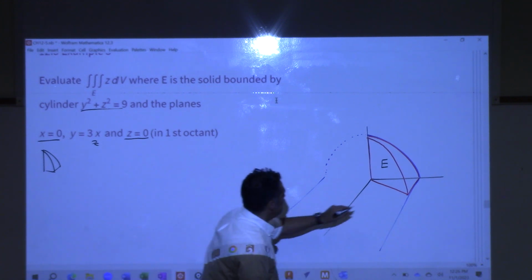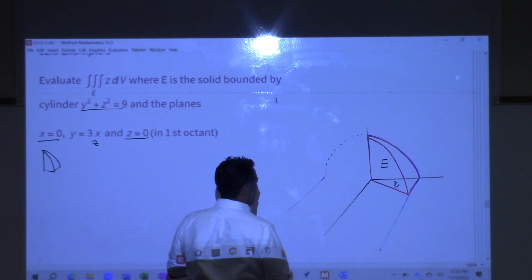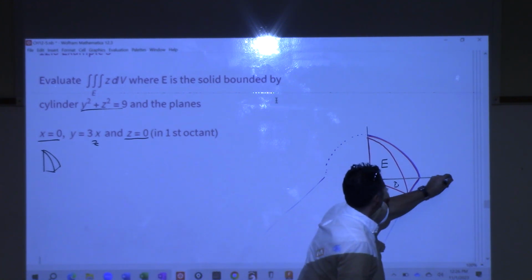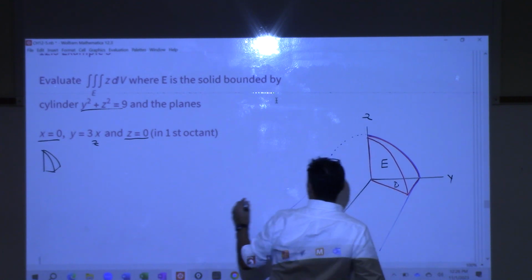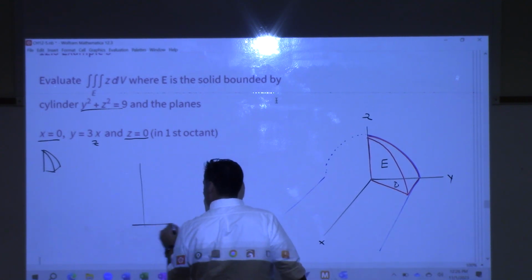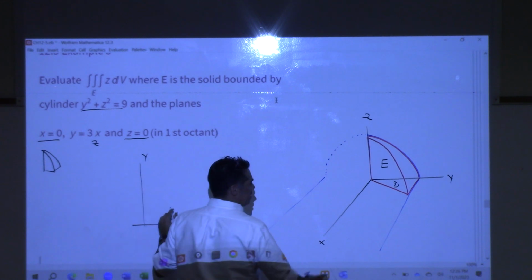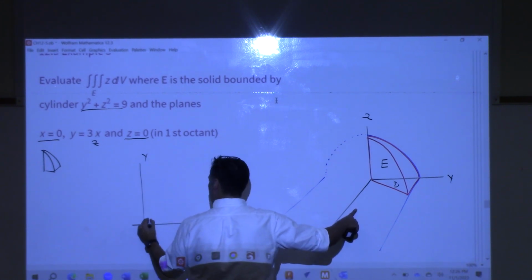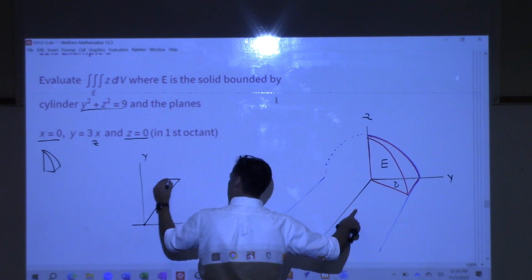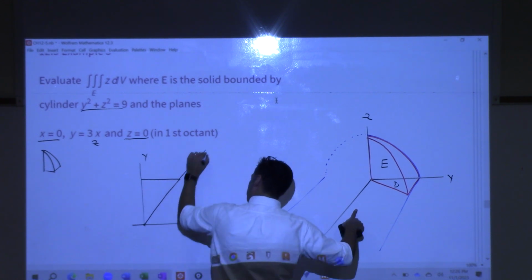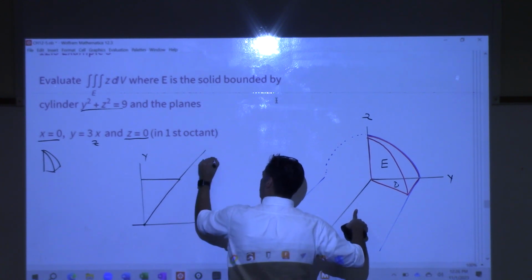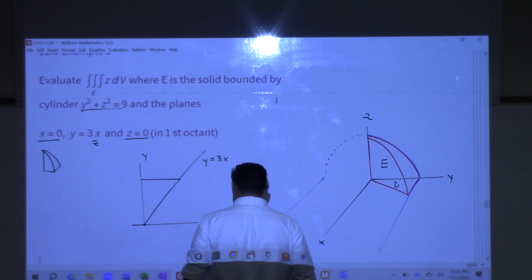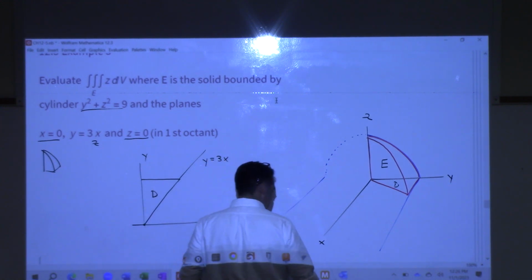Domain. Let's talk about this domain on the ground. Don't forget what everything is. That's x, that's y, that's z. So my domain on the ground, here's x, here's y. It looks very similar to what it was before. It goes over, and this thing keeps going up. That's y equals 3x. This is our D.